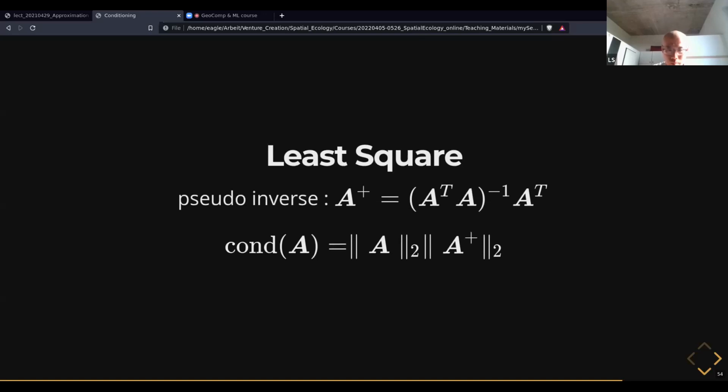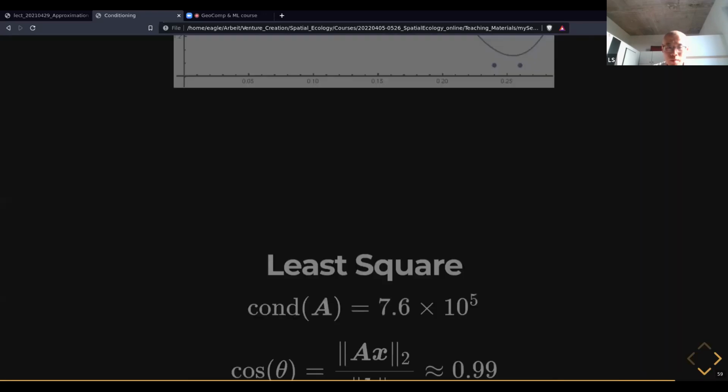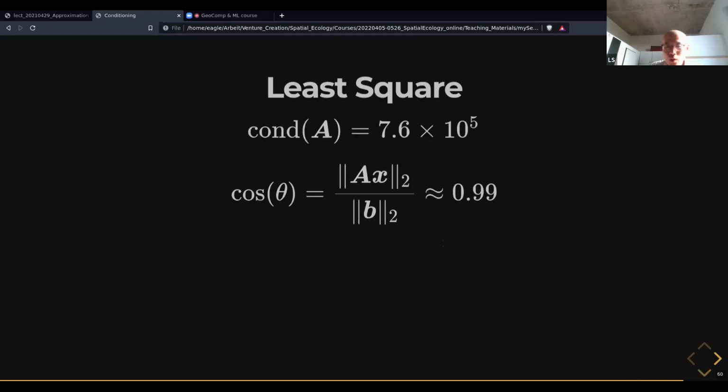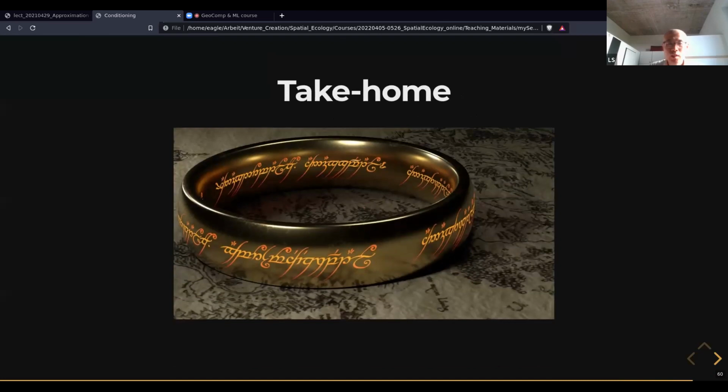It's a least square system. So look at the condition number. What this means? This means, okay, you got lucky this time, but the system is super unreliable. All right, I think I'm writing close to the end here. Just want to take home message. The condition number is very important.